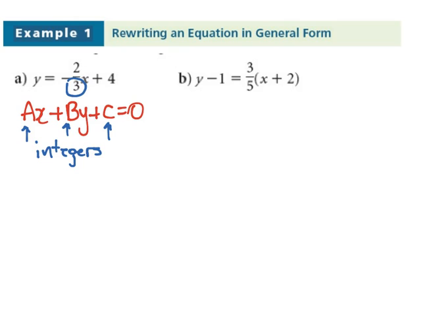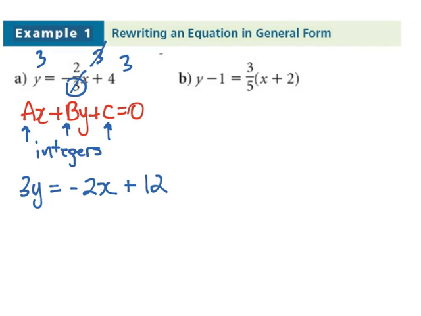The way we eliminate the fractions is that we multiply each and every term in this equation by 3. When we do this, the 3's will cancel, and we have no more fractions. We'll get 3y on the left-hand side, -2x, because the 3's canceled with each other, plus 4 times 3, which is 12.